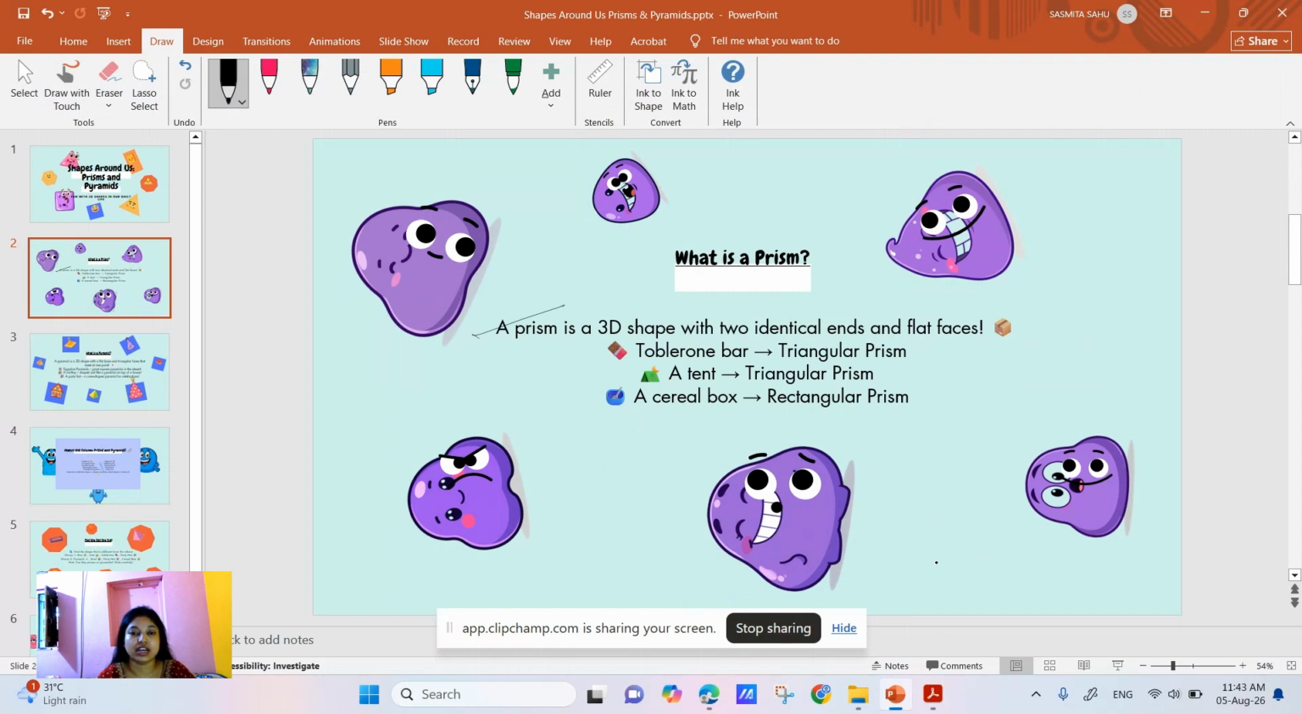The examples are a Toblerone bar, that is a triangular prism, a tent, that is a triangular prism, a cereal box, that is a rectangular prism. Okay, you have to find out whether all faces are the same or whether those images have only one base. If only one base, then it is a pyramid. If there are similar bases, then it is a prism.